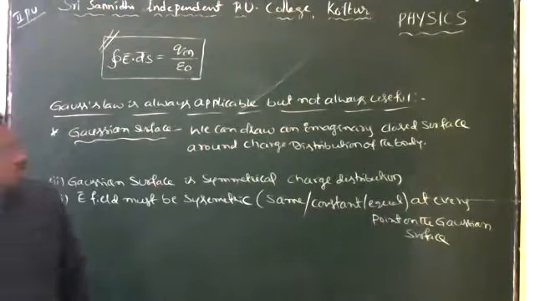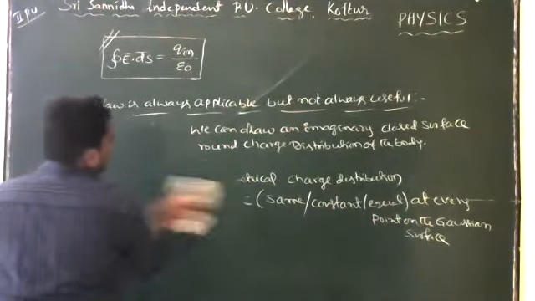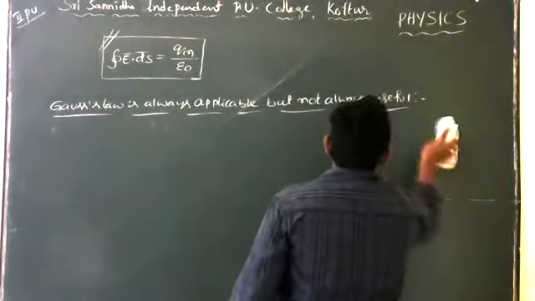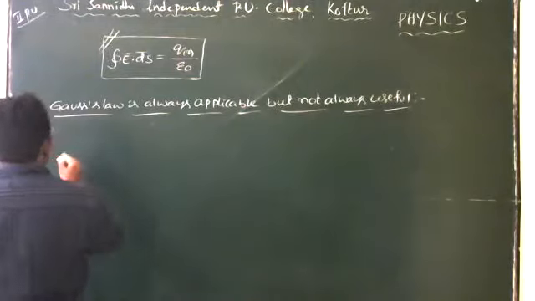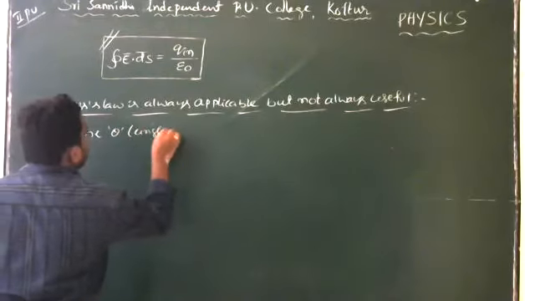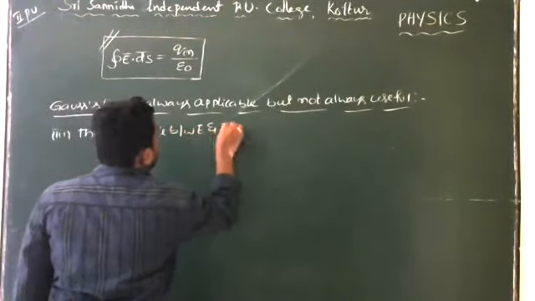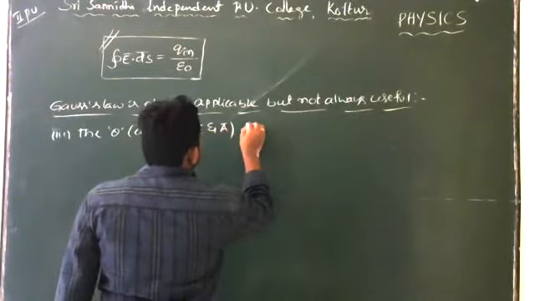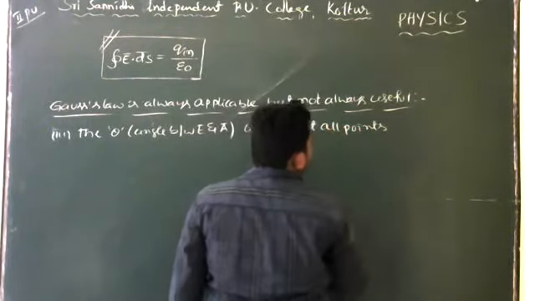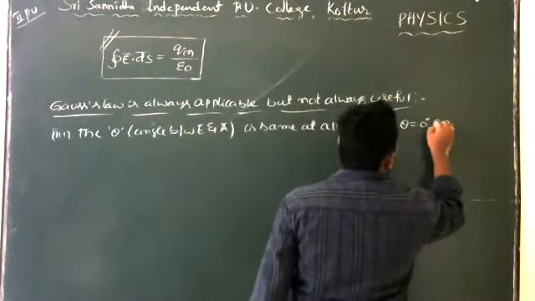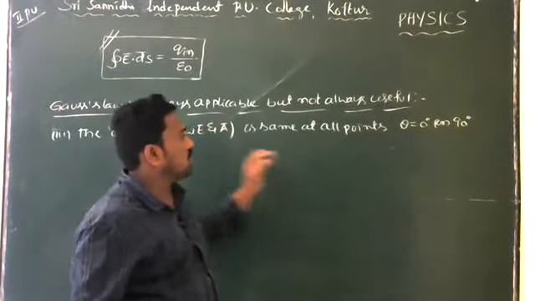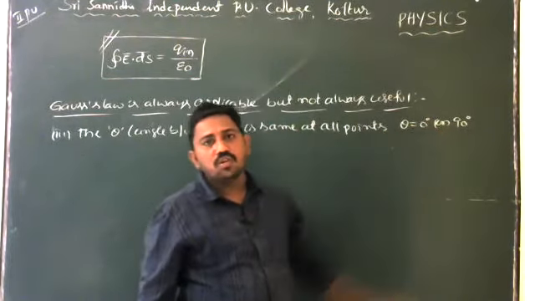So next one, the angle. That angle is the angle between E bar and the area vector A bar. The third one, theta, means the angle between E bar and A bar, which is the same at all points. That means theta is equal to 0 degrees or 90 degrees. The angle between E bar and area is theta equal to 0 degrees, or theta equal to 90 degrees.